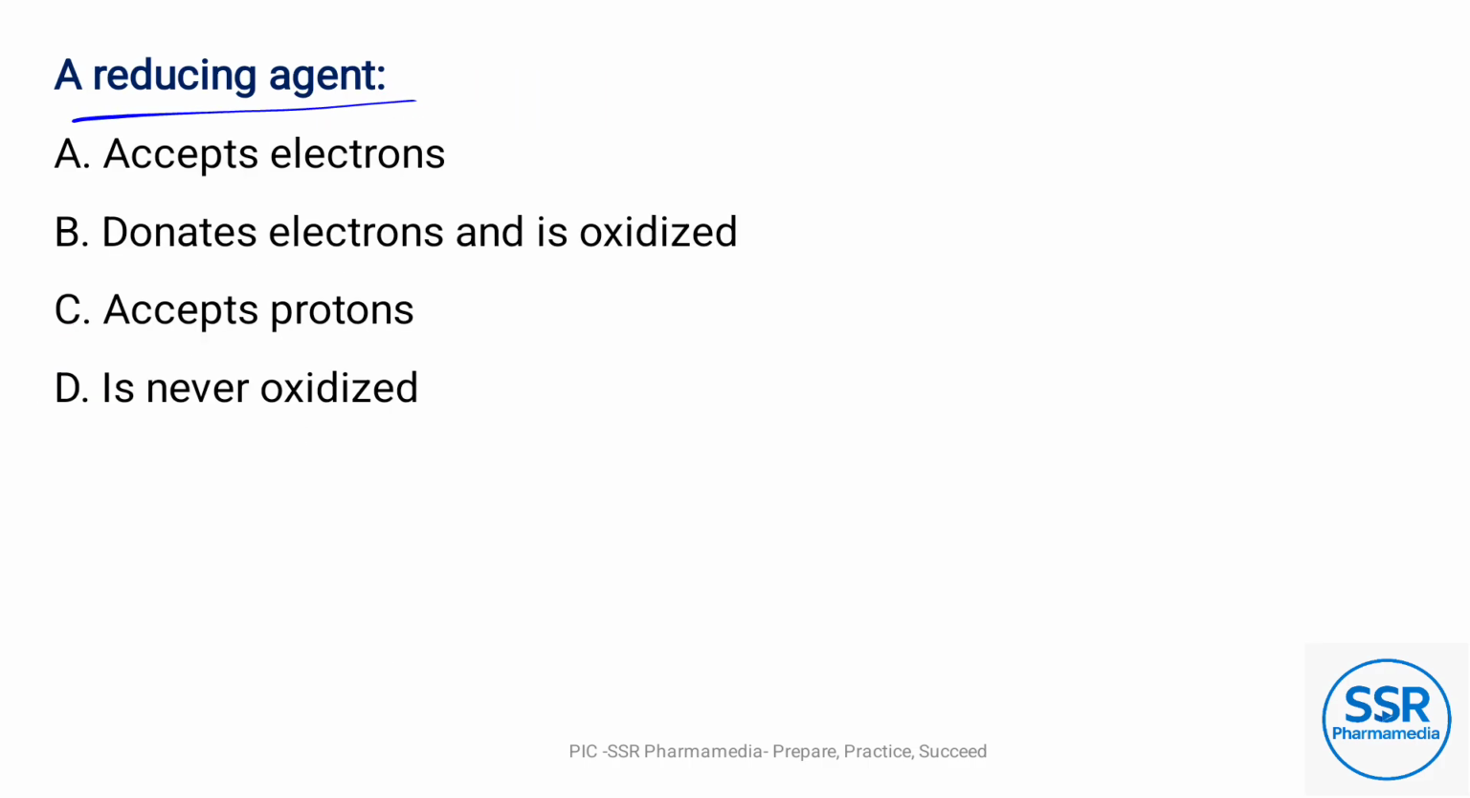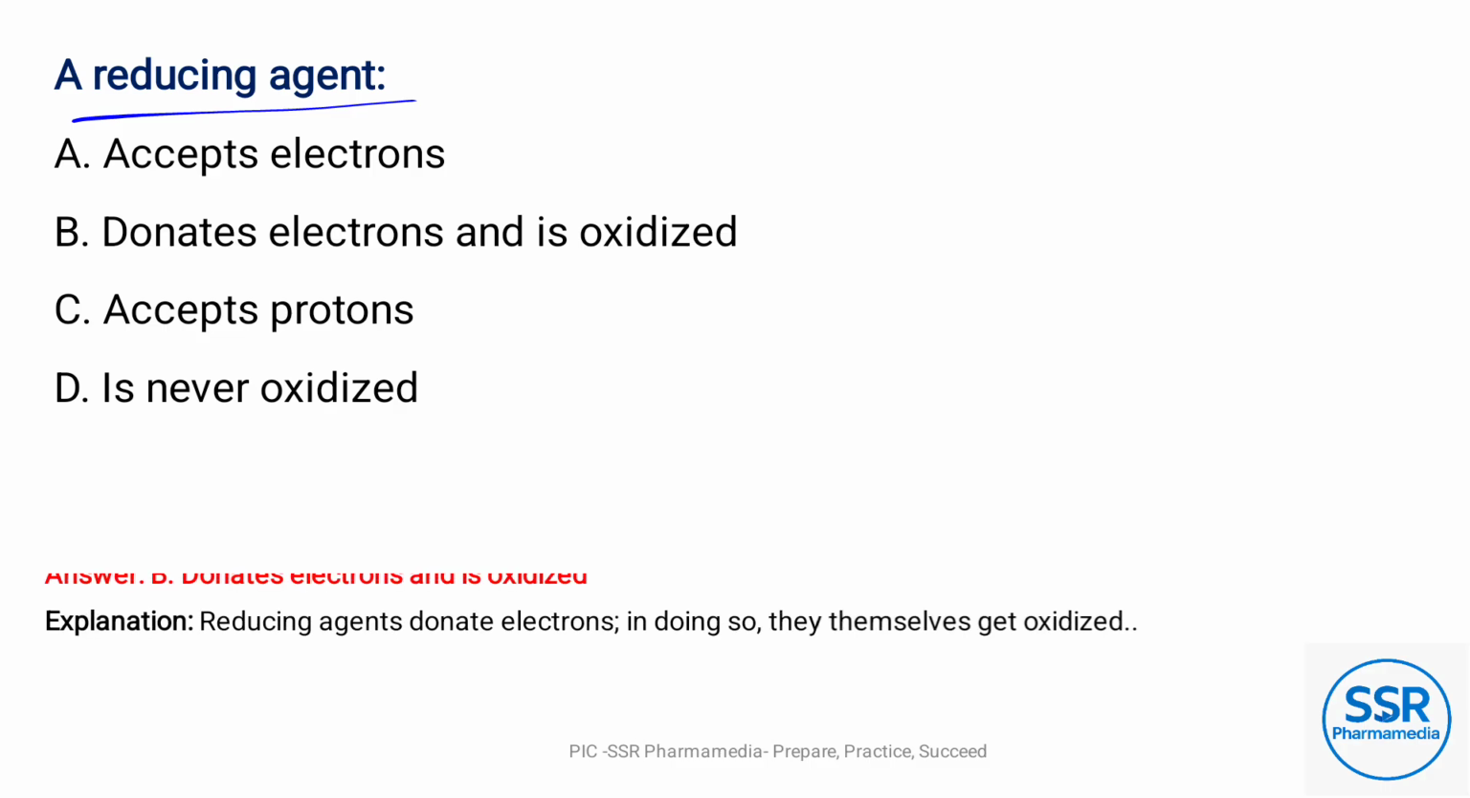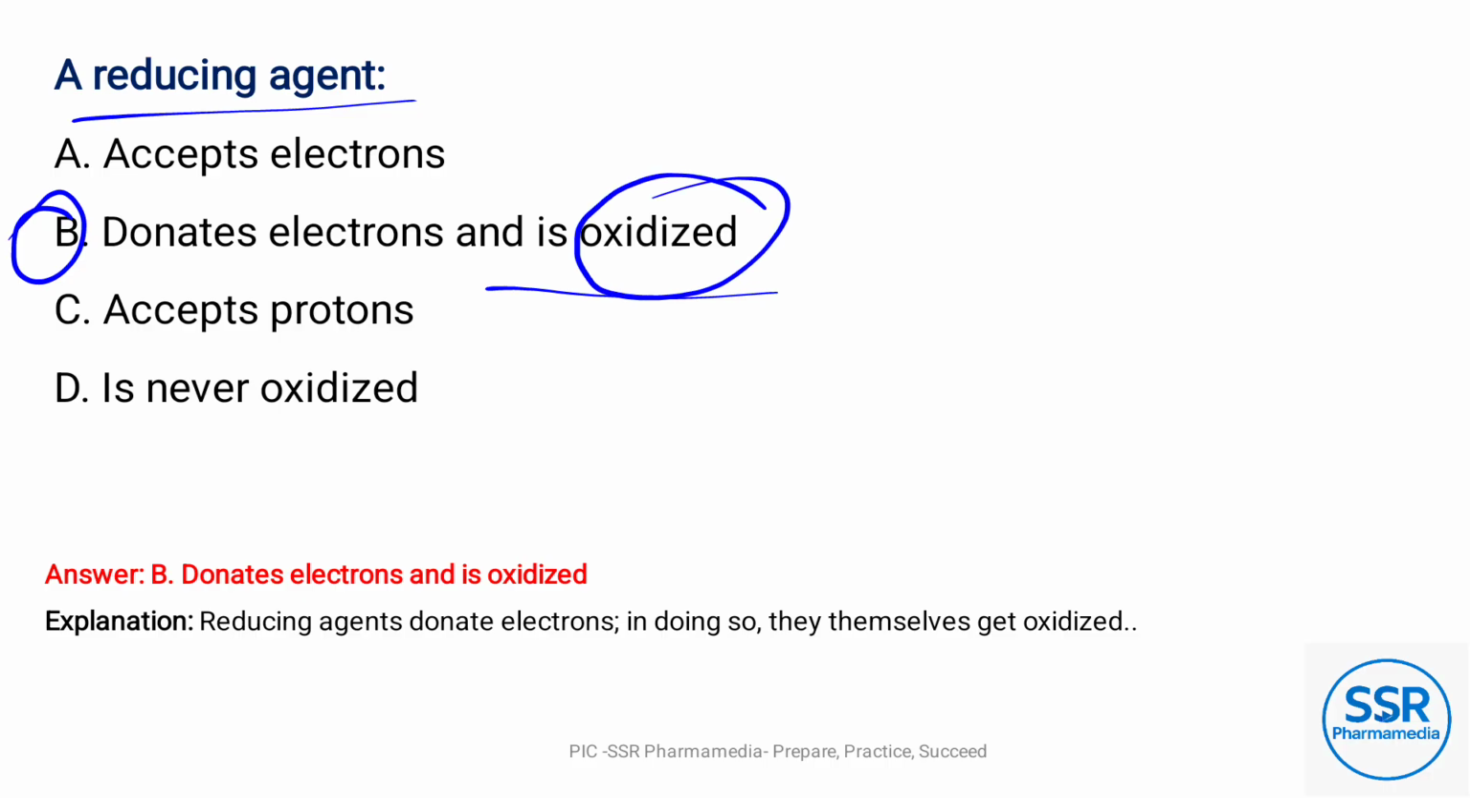Reducing agents, answer B, donate electrons and are oxidized. As I already told, a reducing agent undergoes oxidation reactions due to the donation of electrons.